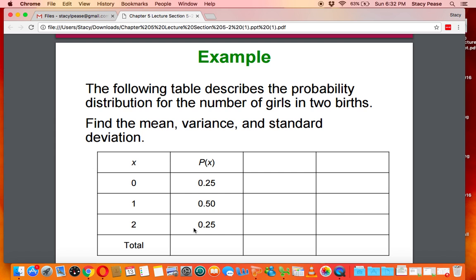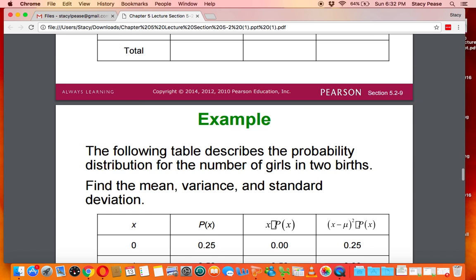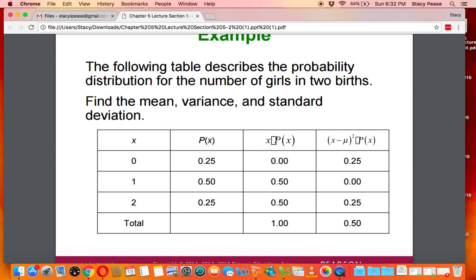So from there, we can actually use this table to then help us find the mean, the variance, and the standard deviation. So if we keep moving into the table, here is where we're going to calculate our mean. So that is, again, our x times our probability of x, and we're going to add them all together to calculate the mean. So for each x, we're going to fill in the table going across.